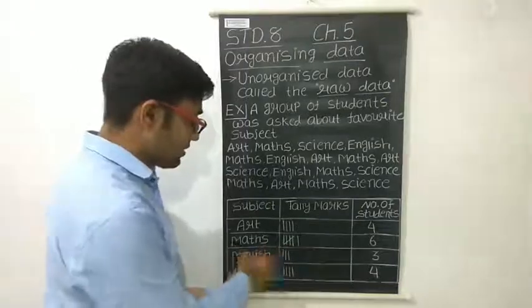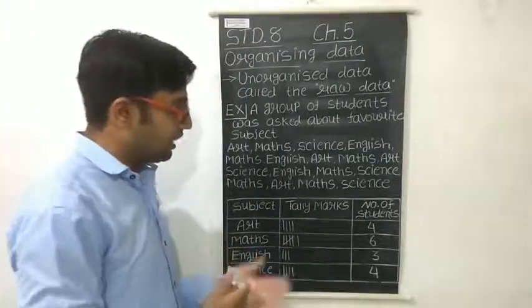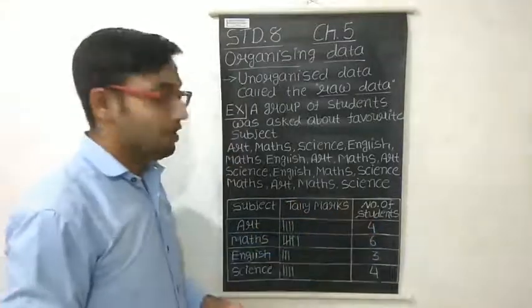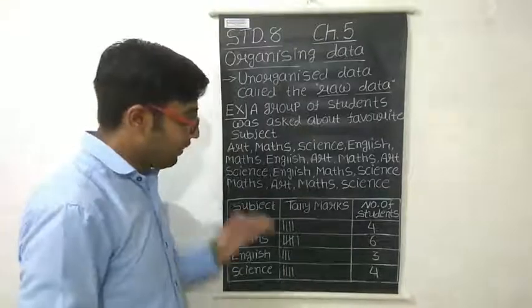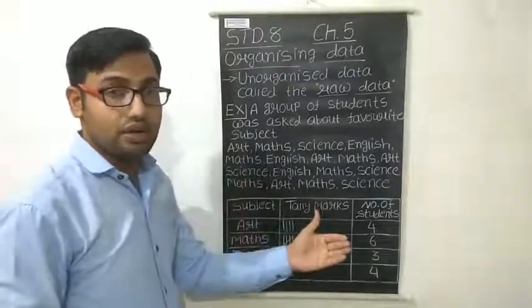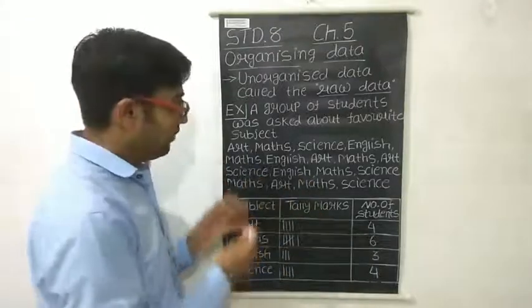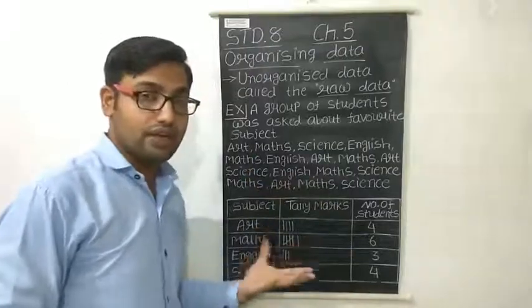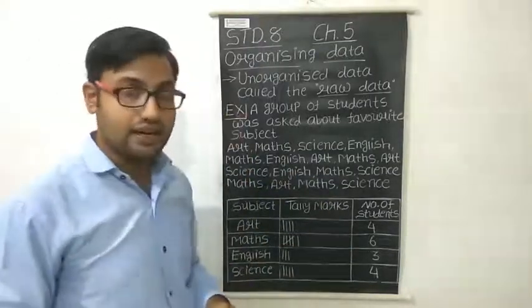How many times does the maths repeat? 6 times. And what repeats, we can call it the frequency. That is why this column is called the frequency, and that is why this table is called the frequency distribution table. Right? We distribute the data according to the frequency. So this is about organizing data.